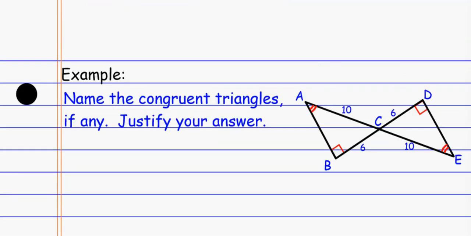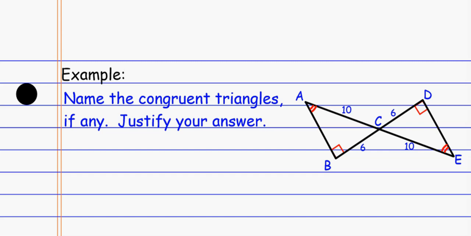Looking at this one, it says name the congruent triangles, if any, and we have to justify our answer. With triangles, we'll find some better ways to determine if they are congruent. For now, we're going to treat them like polygons, which means I just have to make sure all the different parts match up. If all the parts match up, then I can say the polygons are congruent. With triangles, we'll find later that we don't need quite as much information as other polygons.